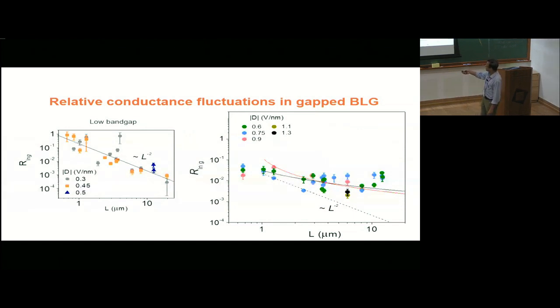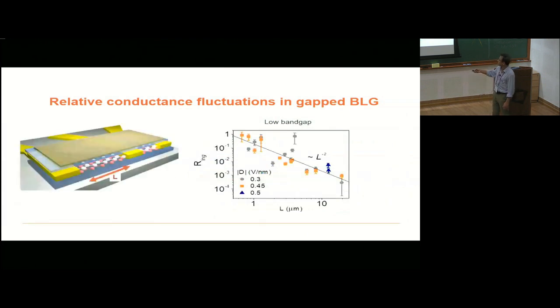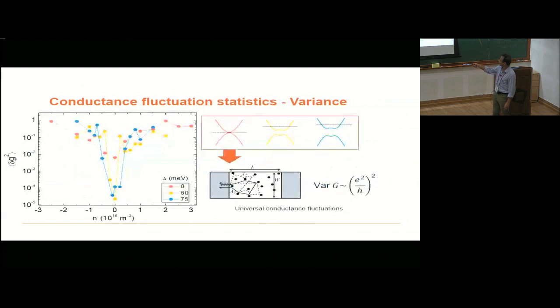Well, in the metallic region, we start getting weak localization behavior. You can see here, in the metallic region, the conductance fluctuations are essentially approaching e squared by h, which is the universal number. This essentially reflects universal conductance fluctuations, standard logarithmic corrections to conductivity, and so on and so forth.